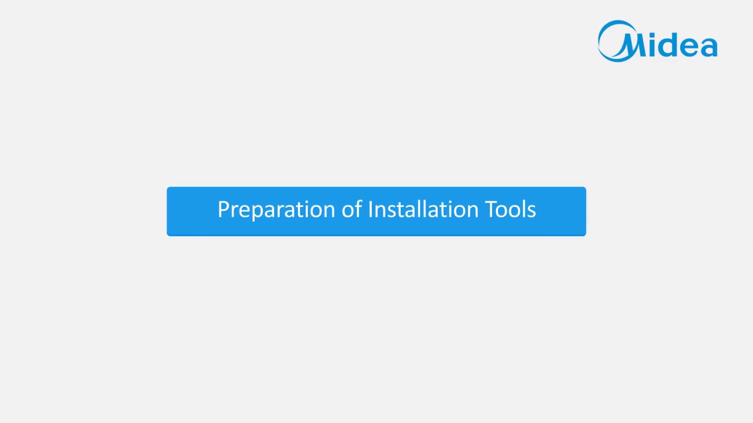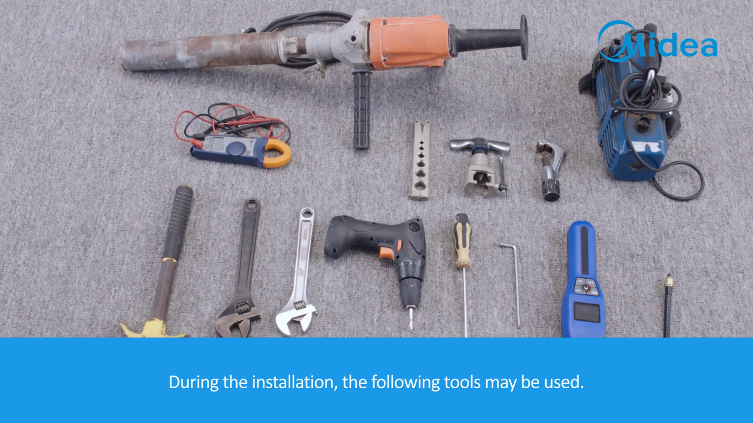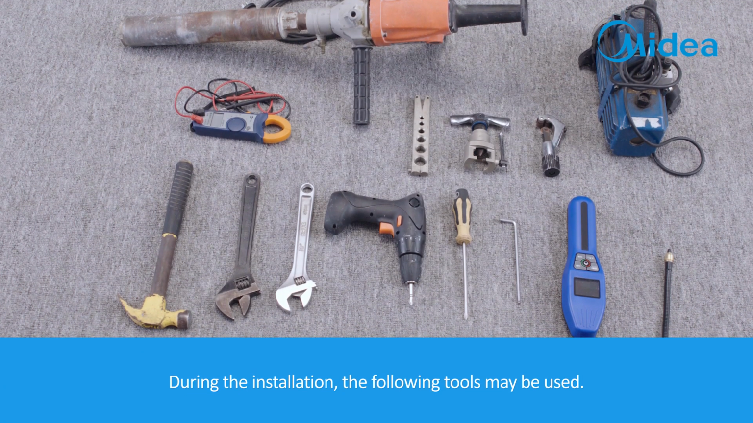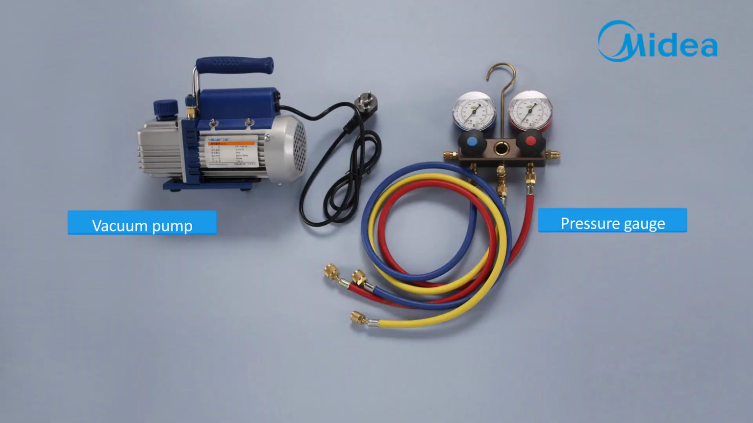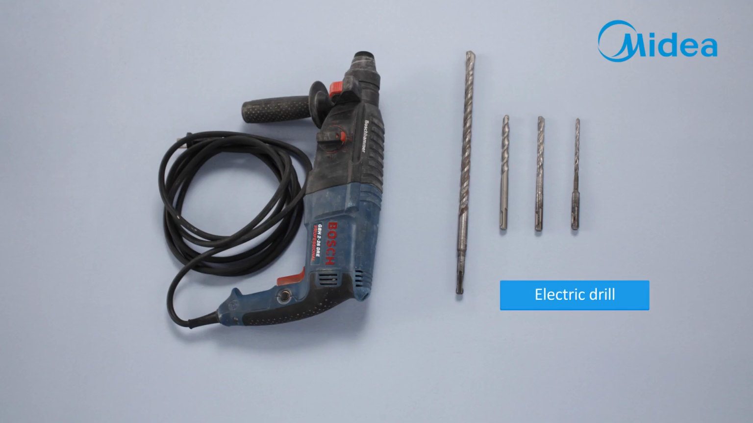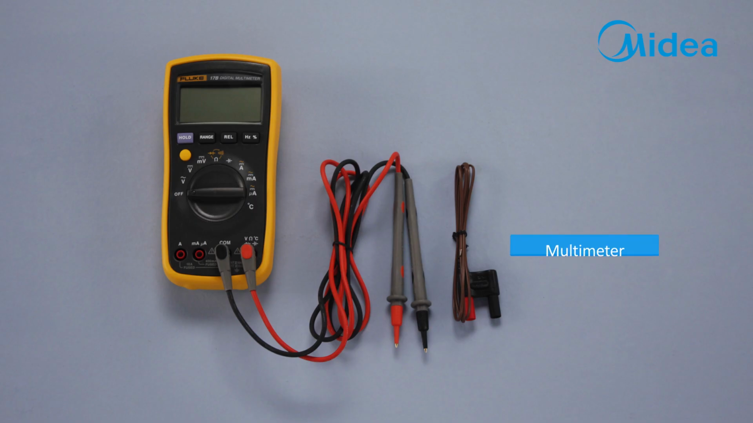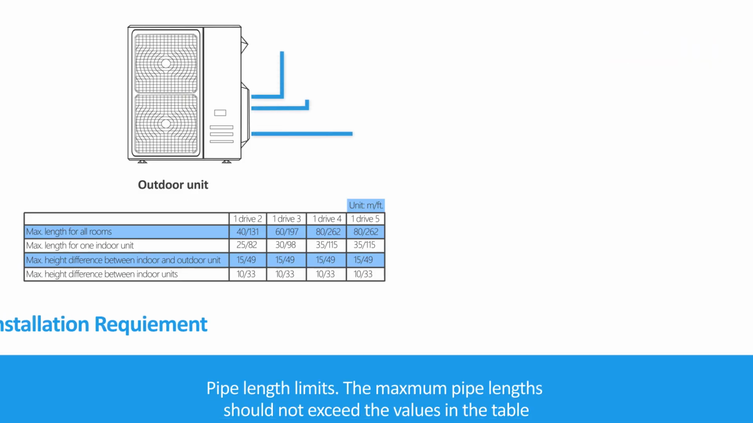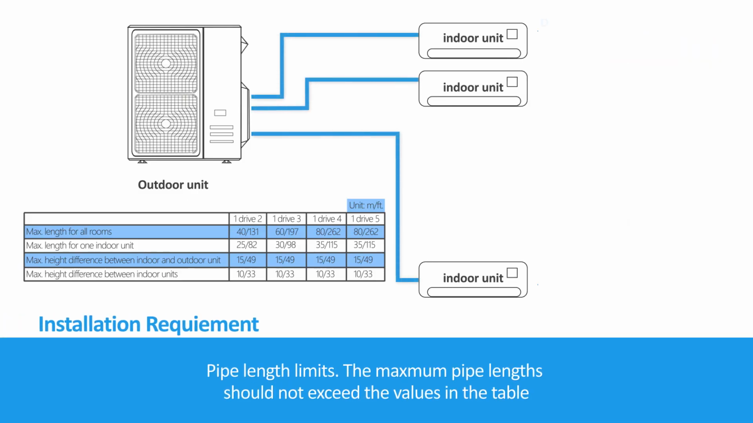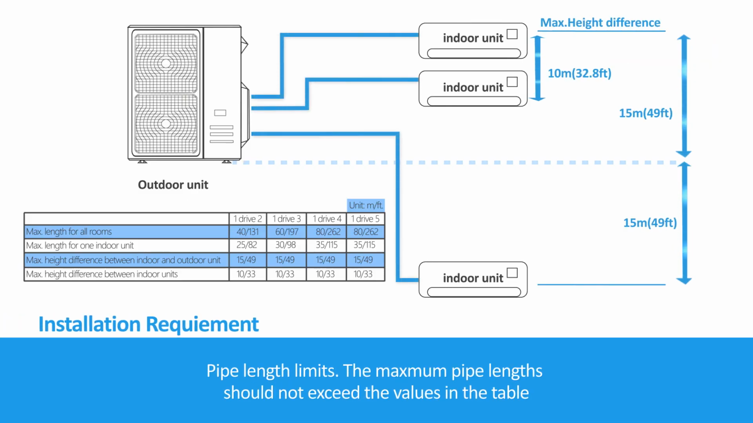Preparation of installation tools. During the installation, the following tools may be used: vacuum pump, pressure gauge, electric drill, clamp meter, multimeter. Installation requirement. Pipe length limits. The maximum pipe lengths should not exceed the values in the table.